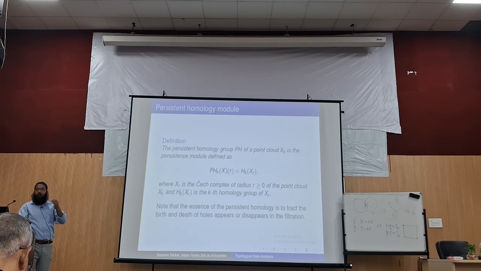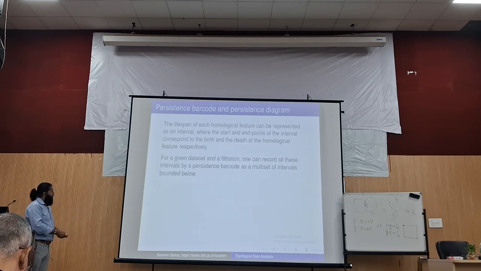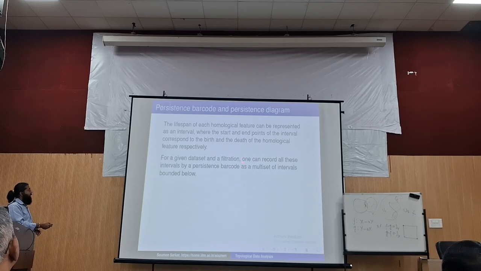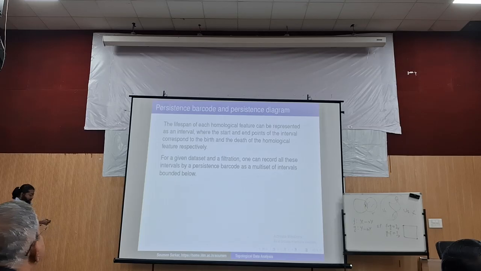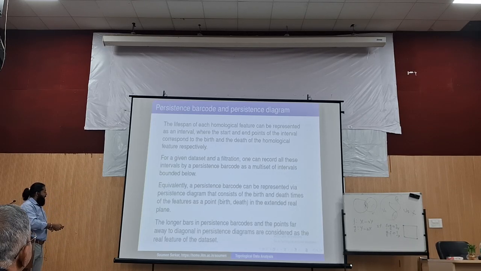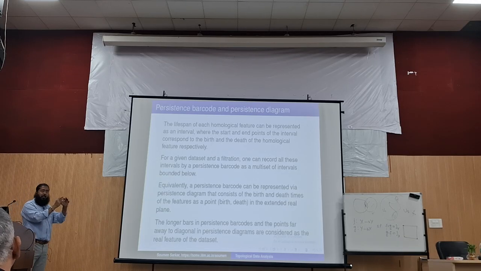That birth and death we can represent by a bar representation, and those barcodes are called persistent. A persistence diagram also will come for a given data set. One can record this interval as a persistence barcode, and then the two points, birth and death, can be plotted as a point. If that point is very far from the diagonal, then we say that it gives a real feature of the data, one that remains in the data set for a long time.